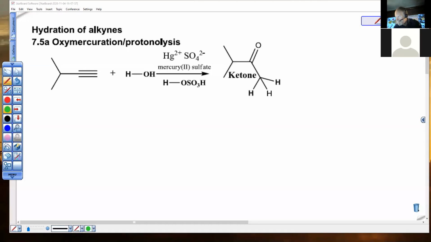I'm going to look at the two most important reactions in Chapter 7, starting with hydration of alkynes. Well, that covers both of them. One version is using oxymercuration, and I think that sounds familiar.